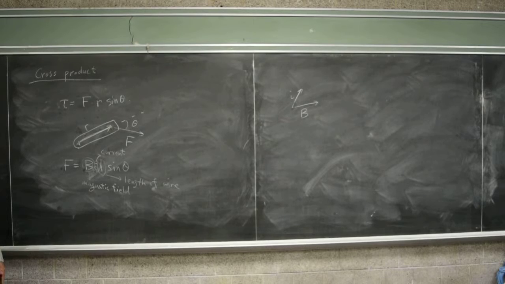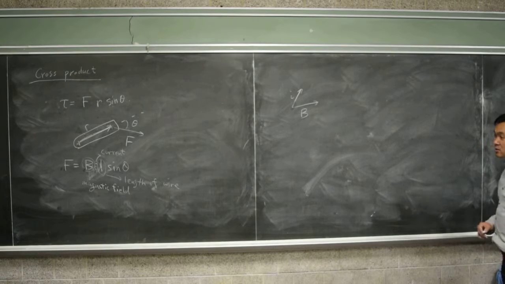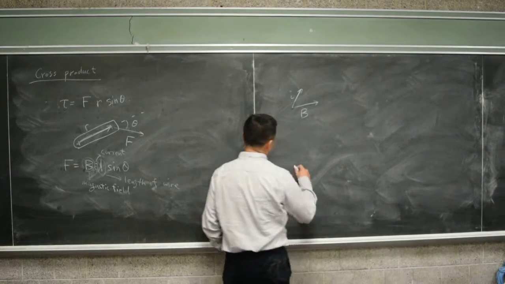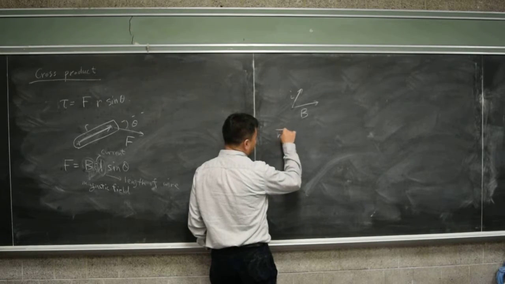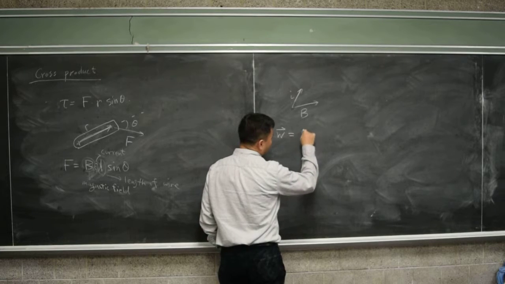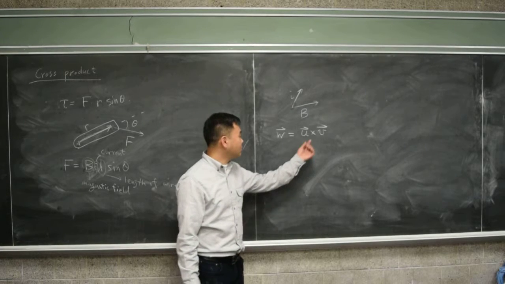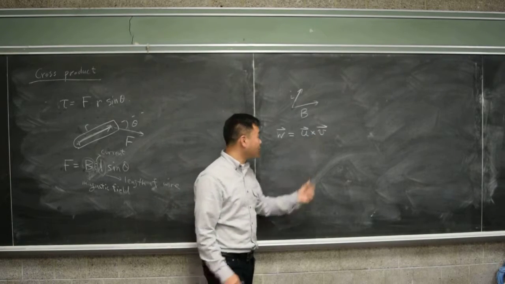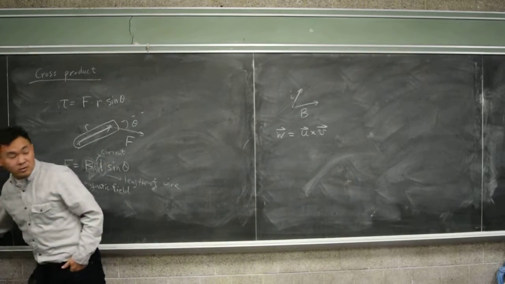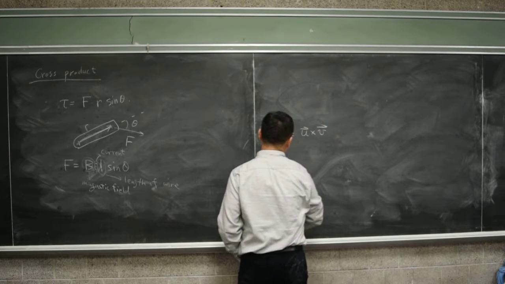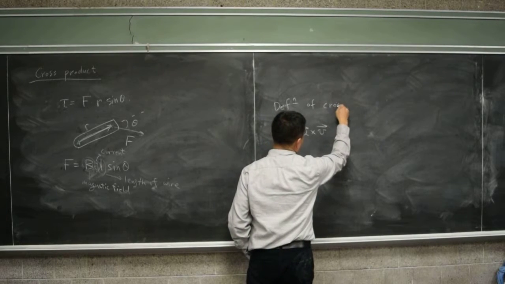And putting all these together, physicists came up with this new operation among vectors, and it goes like this. If you had a vector W, which is U cross V, this is not a multiplication, it's called a cross product here. Cross product. Maybe I should erase this and write the definition of cross product.